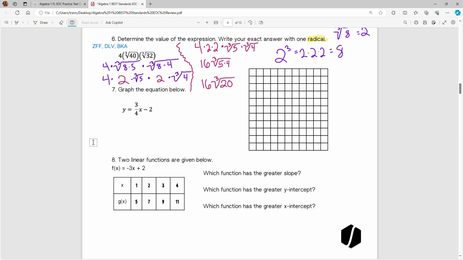Let's finish up this page. Number 7 says graph the equation below. And they're giving you this equation in slope-intercept form.